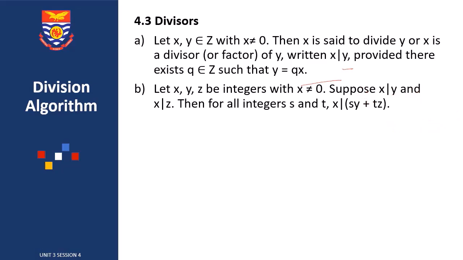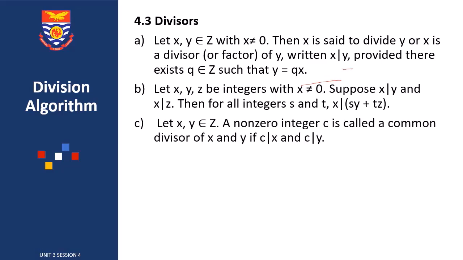The next one says: let x, y, z be integers with x not equal to 0. Suppose x divides y and x divides z. Then for all integers s and t, x divides sy plus tz, and that is clear. It divides the sum.